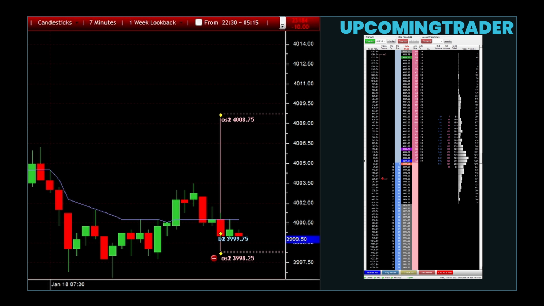Flags and pennants are continuation patterns that often appear after a strong price movement. A bullish flag forms when the price consolidates in a channel after a significant rise, suggesting that the trend will continue. If buy orders dominate the order book during this consolidation phase, it indicates that the buyers are preparing to push the price higher once again.